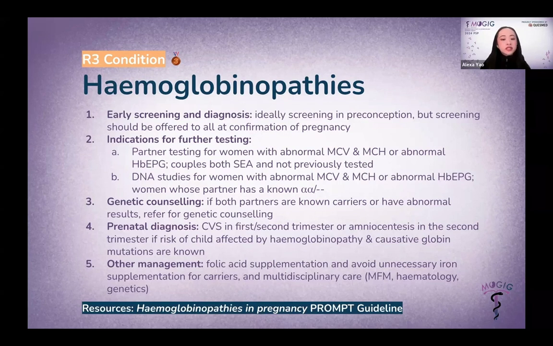Finally, comprehensive management is important, with the involvement of a multidisciplinary team, including maternal fetal medicine, hematology, and genetics. Pregnant women who are carriers of both alpha and beta thalassemia genes should take daily folic acid supplements starting 3 months prior to and during pregnancy. Iron supplementation should be avoided unless they also are iron deficient.